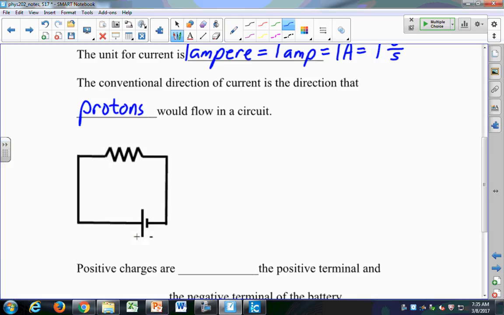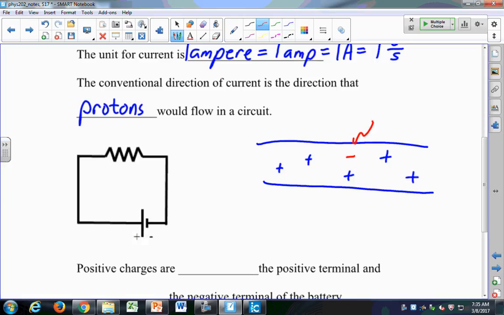However, we know that in conductors it isn't the protons that move. If we think about a conductor, we have protons in the conductor that are tightly bound, and then we have electrons, which we call conduction electrons. Some of the electrons are bound tightly to their nuclei, but the conduction electrons are allowed to move freely, mostly freely, throughout the conductor. So these conduction electrons will move in response to an electric field.